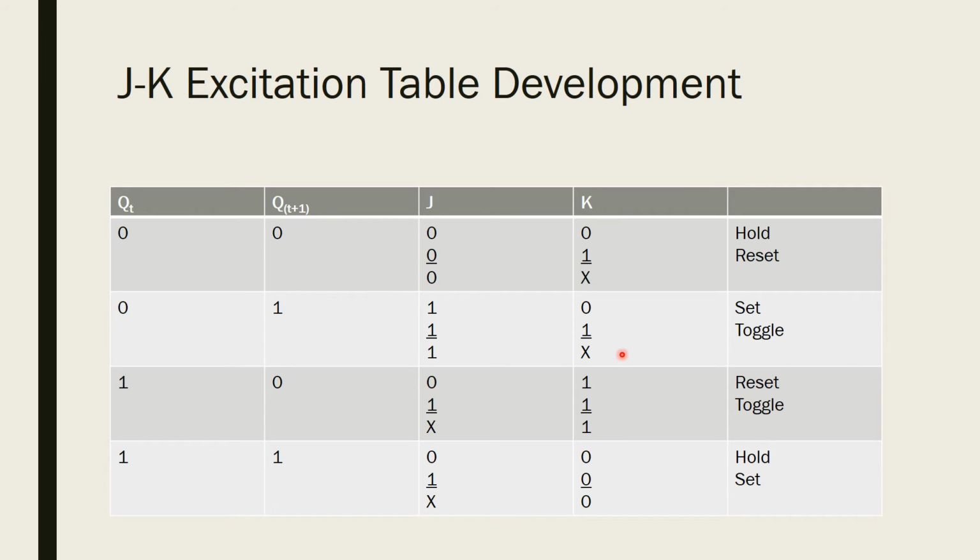To go from a present state of 1 to a next state of 0, the two operations that can be performed are the reset and the toggle. These two JK input combinations are added together to give J is equal to X or don't care and K is equal to 1. To go from a present state of 1 to a next state of 1, the two operations that can be performed are hold and set. These two JK input combinations are added together to give J is equal to X and K is equal to 0.